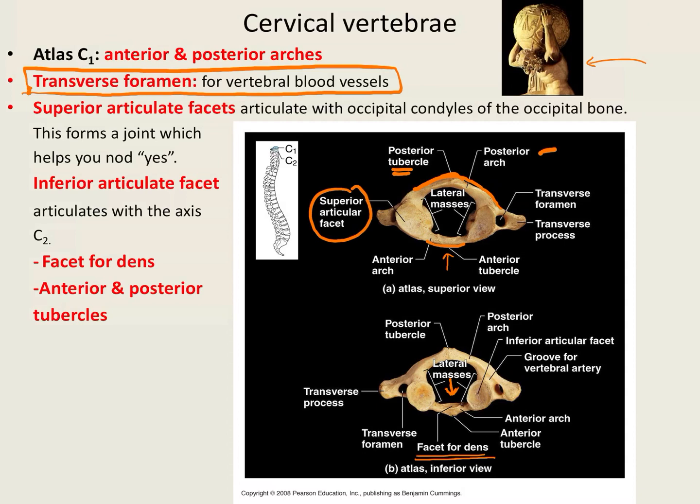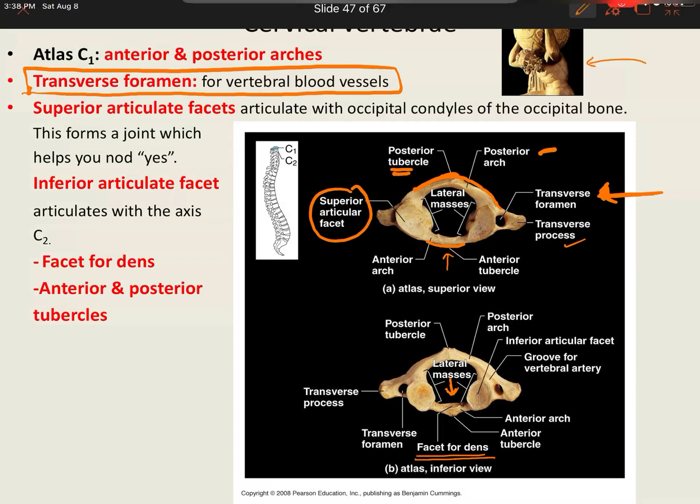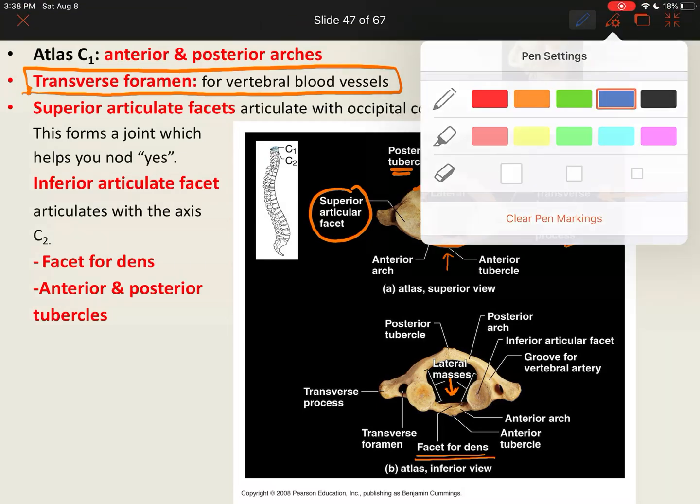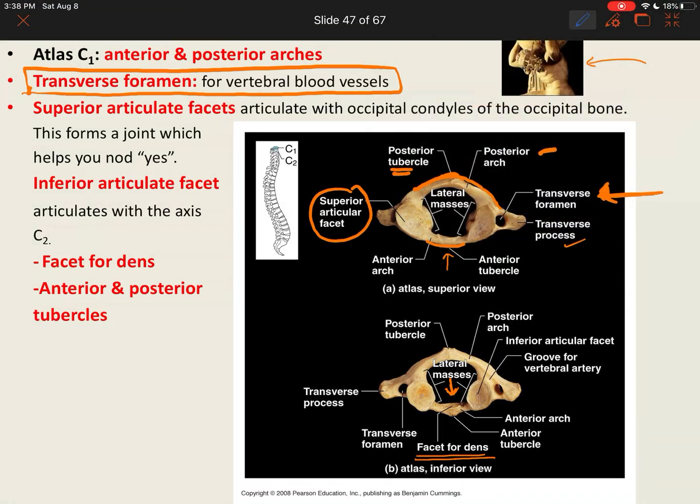Because only, let me point to it here, only the cervical ones will have a hole in their transverse process. So it's a baby transverse process. It's not a bony part that sticks out very much, but it is making the effort. So it is a process that sticks out transversely, and we see a hole in there.